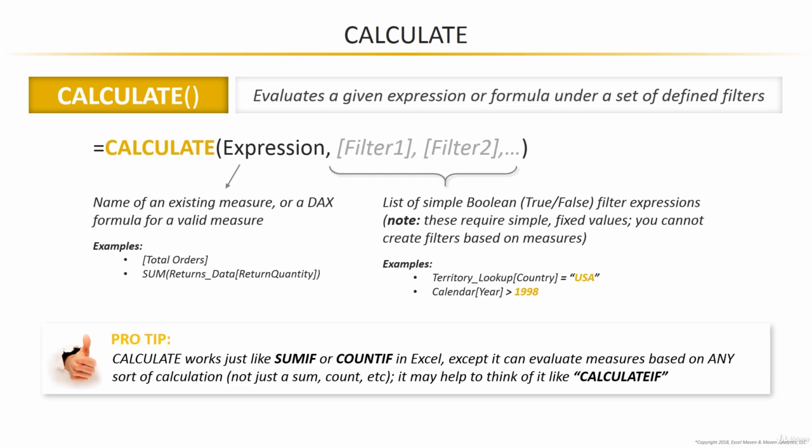The difference is that CALCULATE can evaluate measures based on any sort of calculation, not just those restrictive sums, counts, averages, etc. So you can almost think of this as like a CALCULATE IF, which is much more flexible because you can define really rich, really complicated measures and plug those into the expression argument here in the CALCULATE function. So I want to jump to Power BI, do a simple demo, and then return to the slides to dig a little bit deeper into how this is really working.